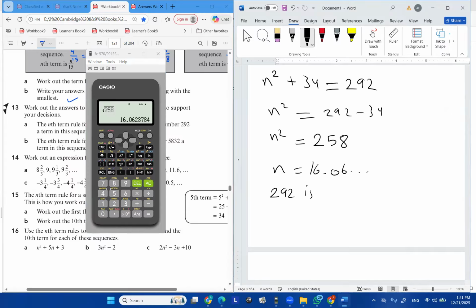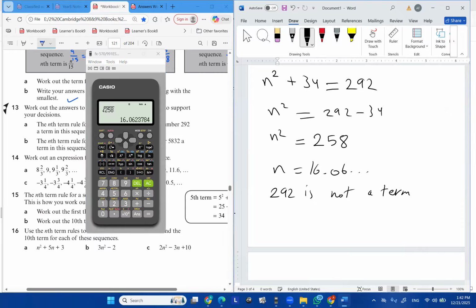292 is not a term in the sequence. How did I know that? I knew that because 292 has no position in this sequence. n is the position. If it is, for example, 4, then it means 292 is going to be the fourth term. But if it was 16 exactly, then 292 is the 16th term. But 16 point something has a decimal. That means it has no position in this sequence. 292 is not a term in the sequence.